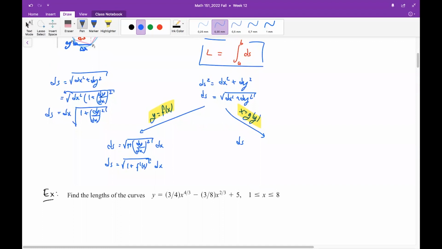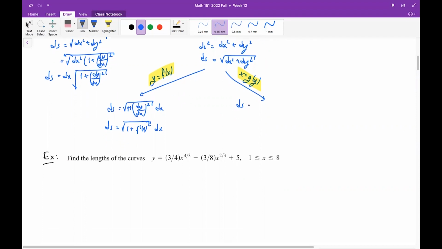So instead of taking the x derivative of the y function, since x depends on y, you will take the y derivative of the x function. So instead of taking the dx squared out, you will take the dy squared out. So similarly, you will obtain dx over dy, the y derivative of x, squared, times dy, because you are taking dy out in this case. So this can be rewritten as 1 plus g prime of y squared, right? The derivative of x with respect to y is g prime of y, dy.